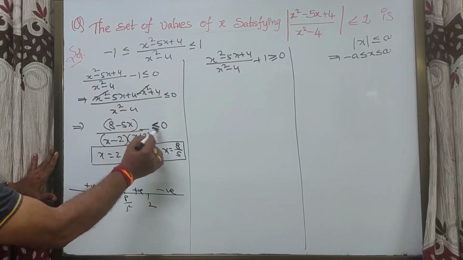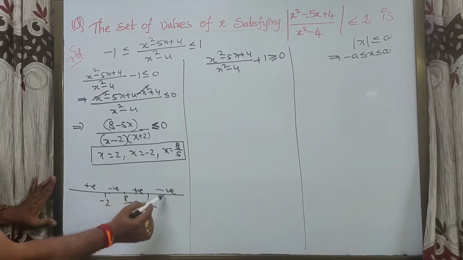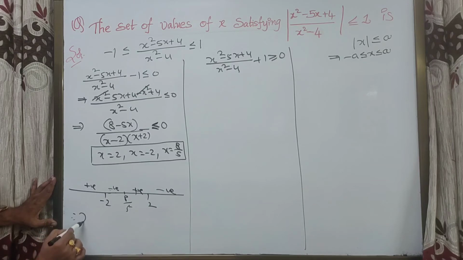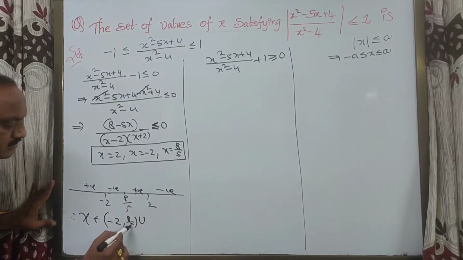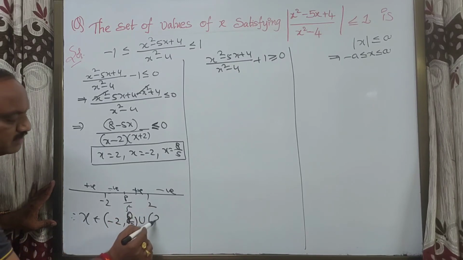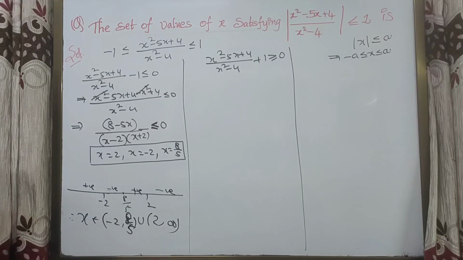Here it is negative. Where do we have negative terms? Here negative, here negative. Therefore, x belongs to the negative intervals: minus 2 comma 8 by 5, union, after 2 to infinity negative.